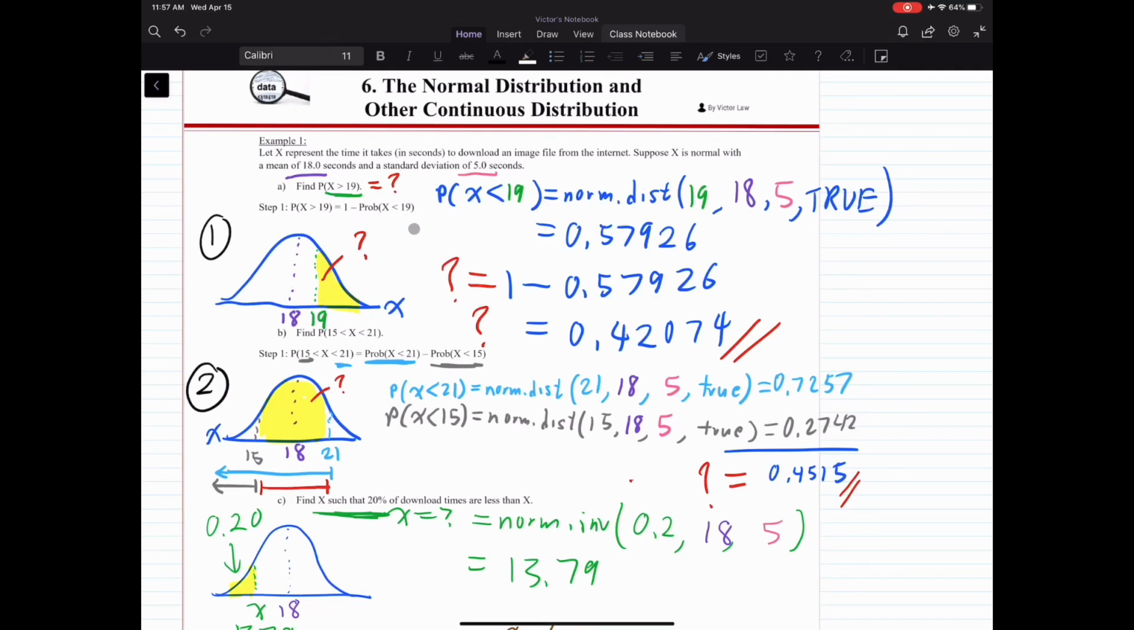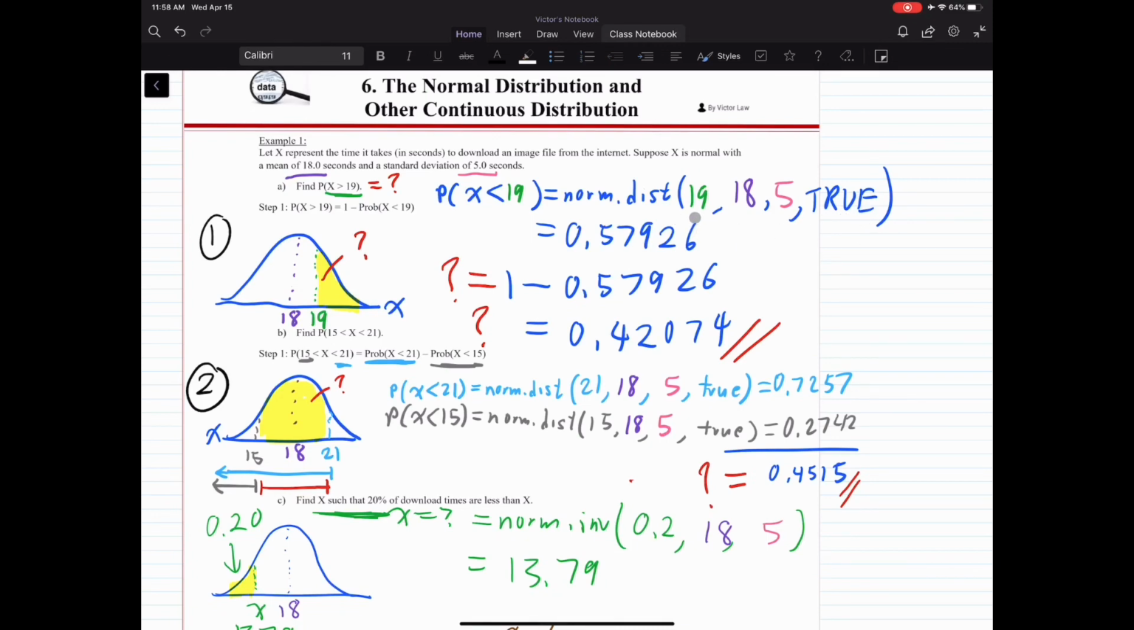And what we're going to use is the formula that we learned before, equal norm.dist in Excel. In the formula, it will ask you for 4 variables. Your x, which is your 19. So x is less than 19, so this is your x. Second variable is 18, which is your mean. Third variable is your 5, which is your standard deviation. And then the last one is true. True is your cumulative. For continuous distributions, your cumulative is always going to be true. So these are the 4 variables that you need to put in.